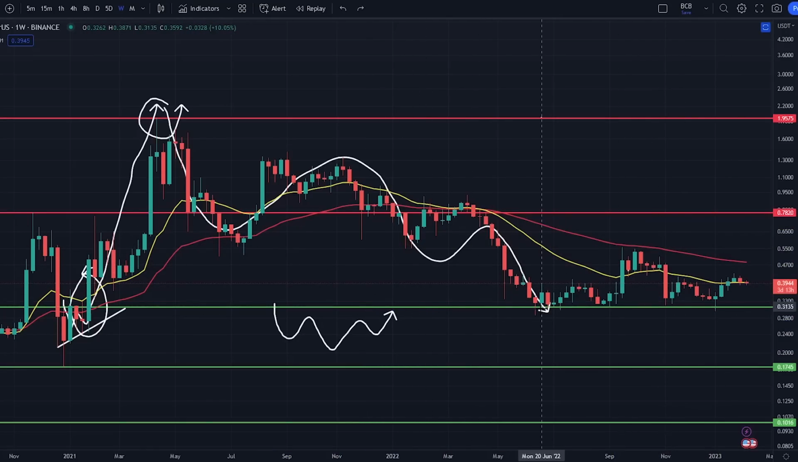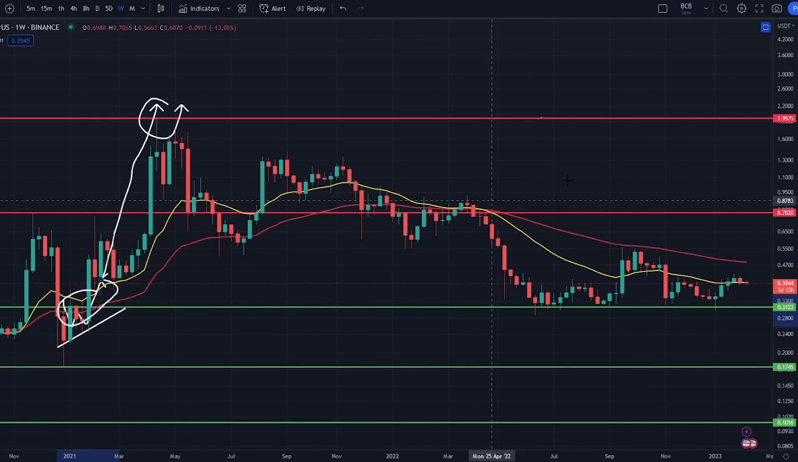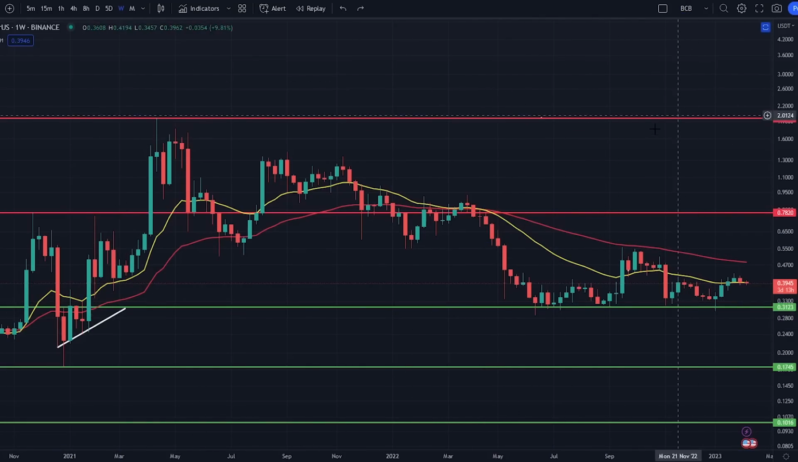So at the minute, it's on a knife edge. You're caught between this support and this resistance. XRP needs, I'm sorry for the lines and the drawings being a bit iffy, but XRP needs to make a decision here.